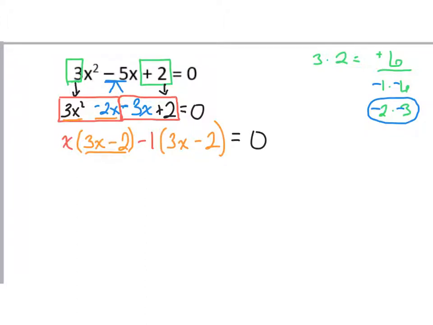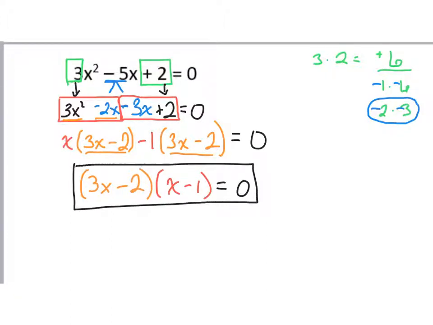So at this point, I have my two factors. I just have to write them separate. The first factor is really simple because it's already even in parentheses for me. 3x minus 2. Okay? The second factor is what I took out of those two factors. So it's going to be the x minus 1, and this whole thing still equals 0. And there you go. 3x minus 2 times x minus 1 equals 0.